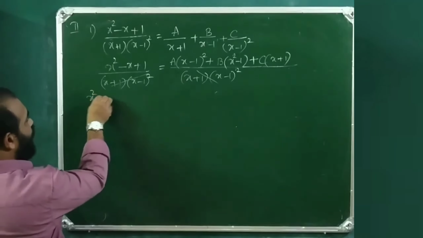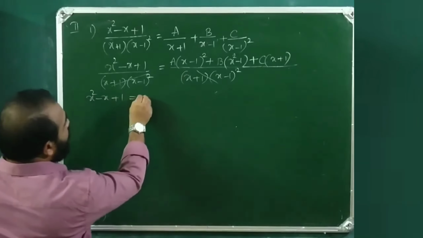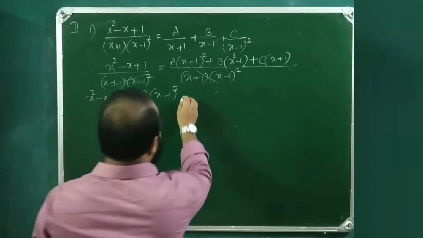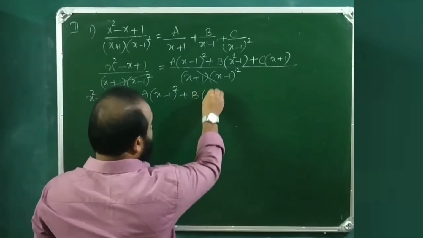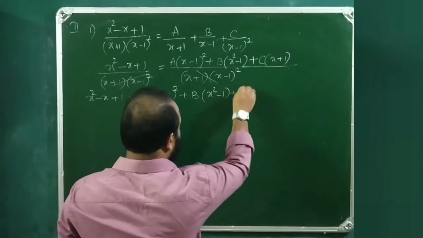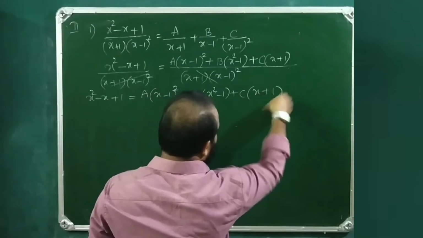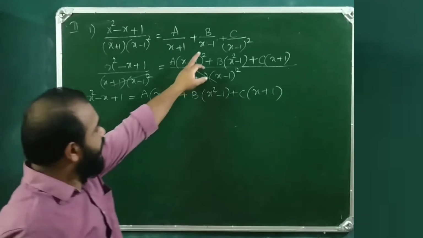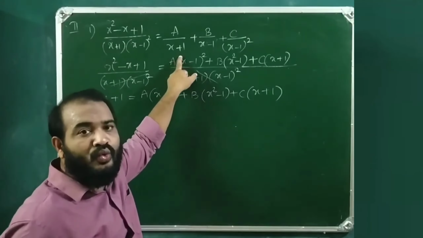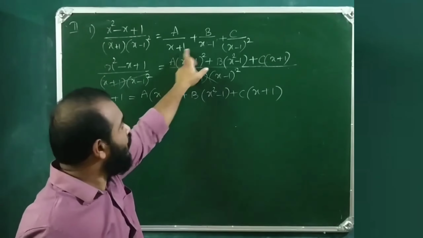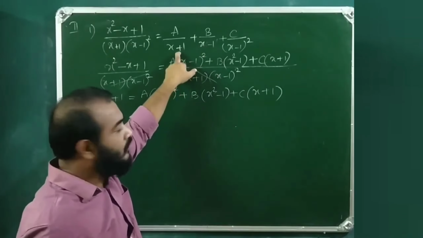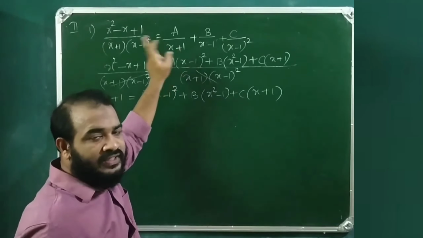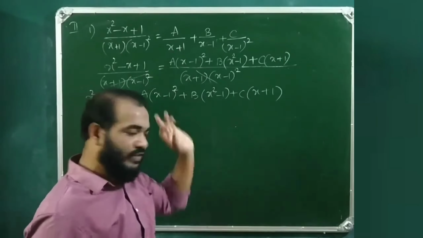So we are left with x square minus x plus 1 is equal to a into (x minus 1) whole square plus b into x square minus 1 plus c into x plus 1. So here x minus 1 and x plus 1 are the two linear factors. So x equals 1 and x equals minus 1 are the two roots. Roots means they have to satisfy the equation.